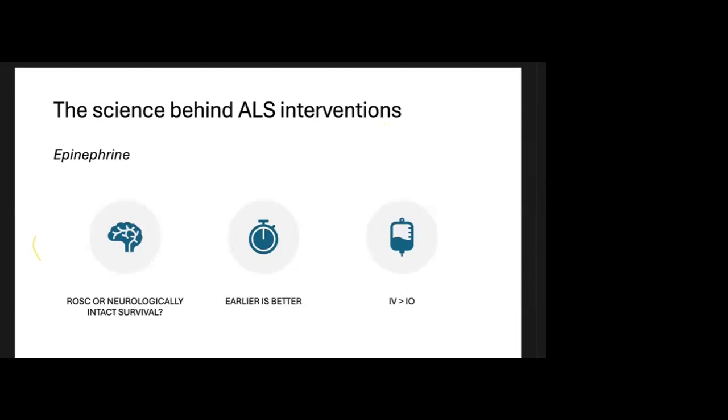The other thing about epinephrine, which is less controversial, is that earlier administration is better. Every minute of delaying delivery of epi in a non-shockable rhythm is associated with a 2 to 6% decrease in ROSC and a 4 to 10% decrease in favorable neurological outcome. So even though we can't agree whether it helps or doesn't for your neuro outcome, we can agree that giving it earlier increases those chances.